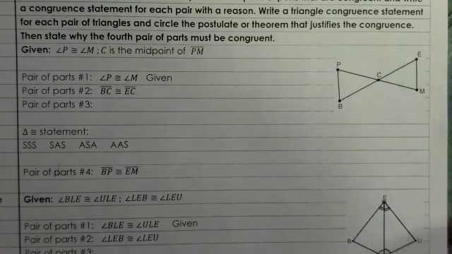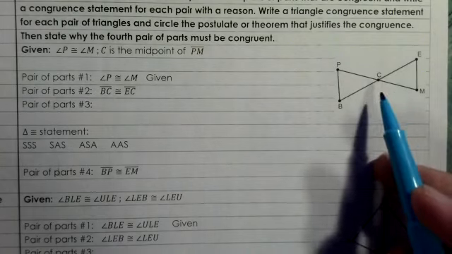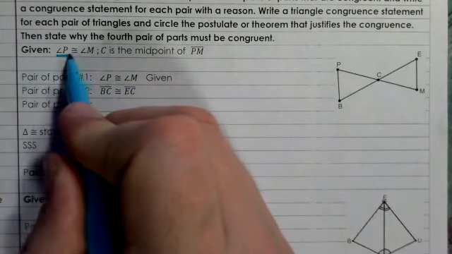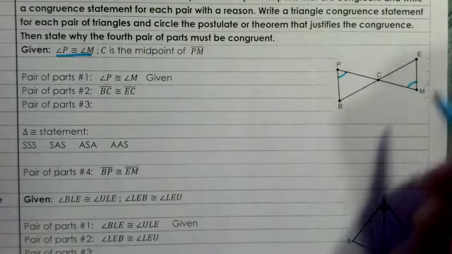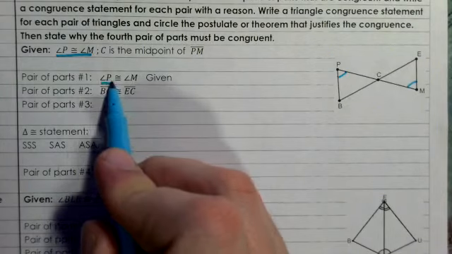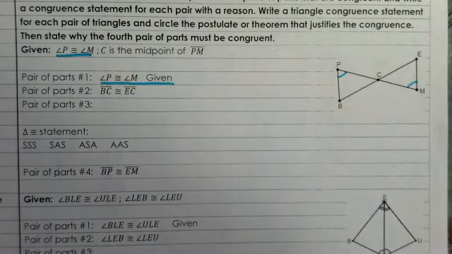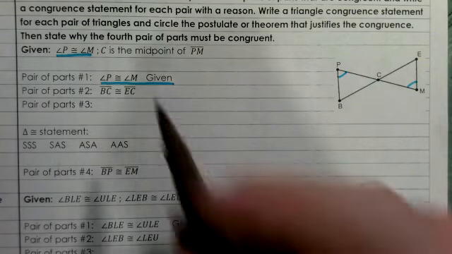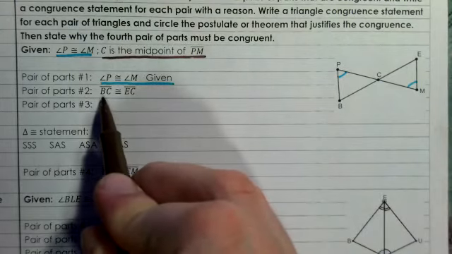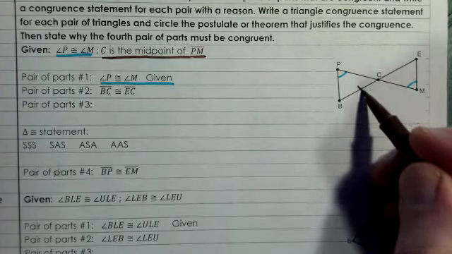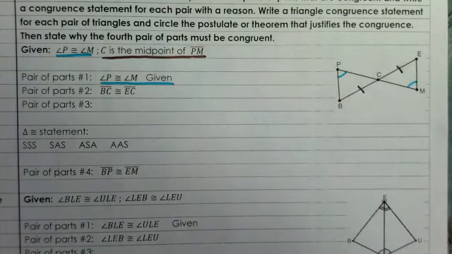All right, so let's try it out. In this example, they didn't mark my diagram up. Well, P and M are congruent. So I'm going to mark them congruent because I couldn't be bothered to do it. So P and M are congruent. That was just given to me. Then we also know that C is the midpoint of PM. That gives me that BC and EC have to be congruent.